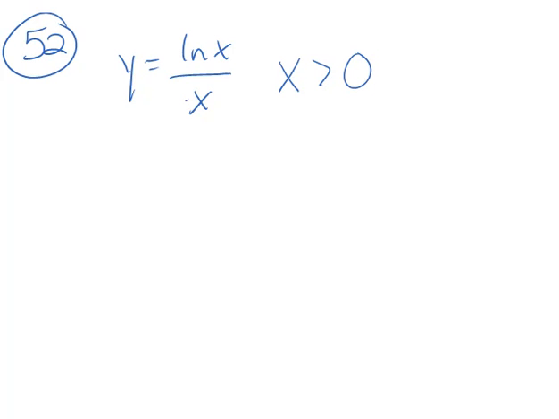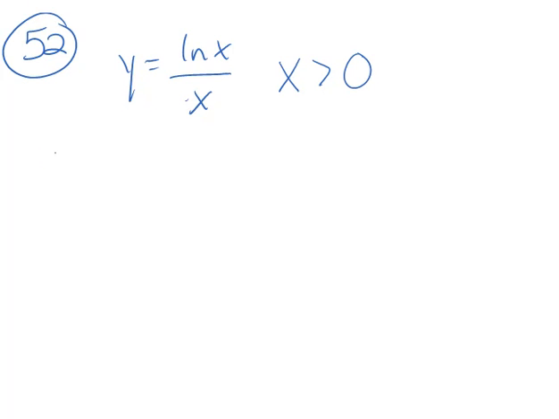Okay, number 52 in section 4.3 asks for the critical numbers, which is where the derivative equals 0 or is undefined, and then it asks you for the intervals where the function is increasing or decreasing. We'll look at the sign of the derivative on either side of its critical numbers, and then we have to determine whether the critical numbers are a max or min, which we'll do by using the first derivative test in our analysis of where the function is increasing and decreasing.